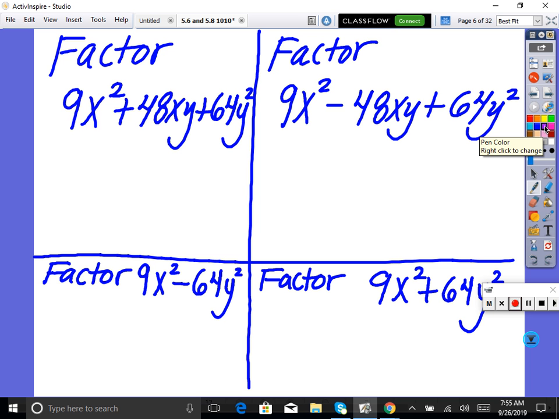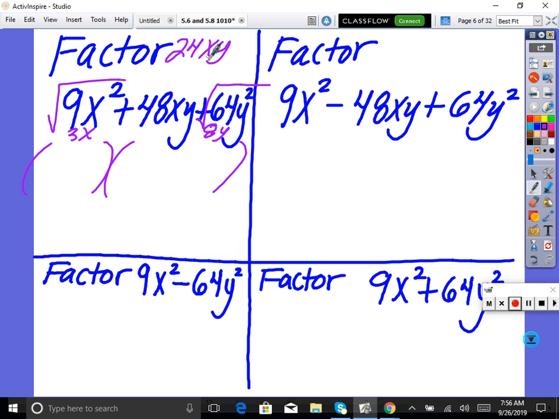If you could just watch, I don't think you need to take notes at this point. So this should factor to be, let's see, square root the front thing, square root the back thing. To me, we get 3x here and we get an 8y. 3x times 8y is 24xy. Do you agree? Now, wouldn't there be two of those? So does that add up to be the middle? Then we're good. 3x, 8y. 3x, 8y. What are my signs? Plus and plus. All good with that.